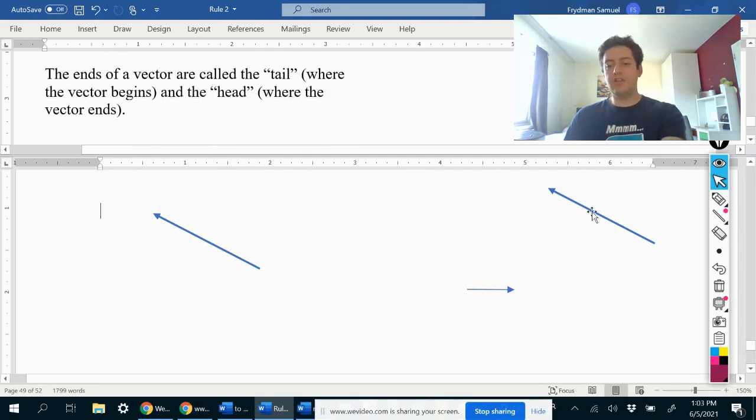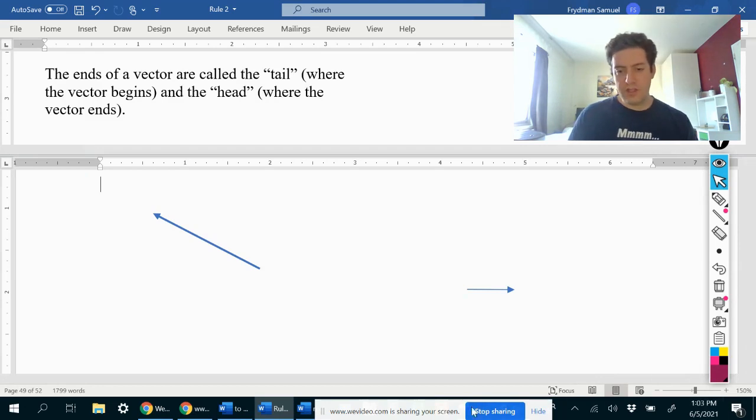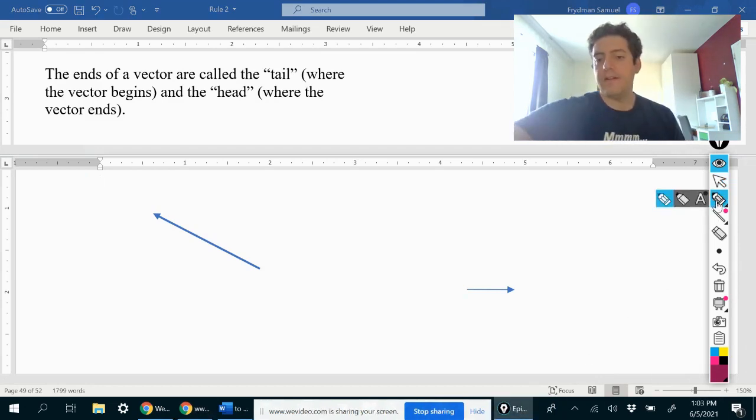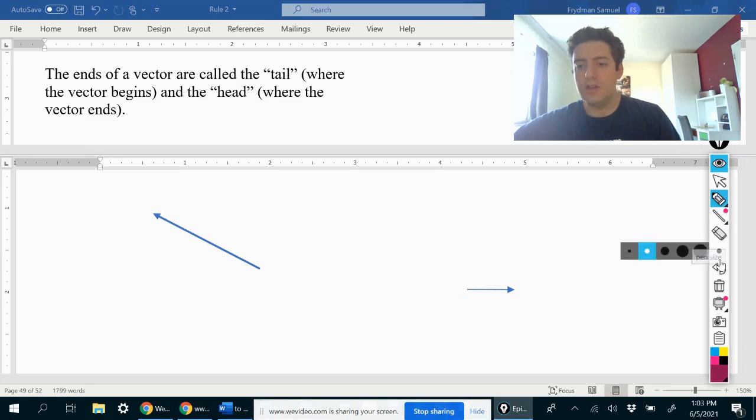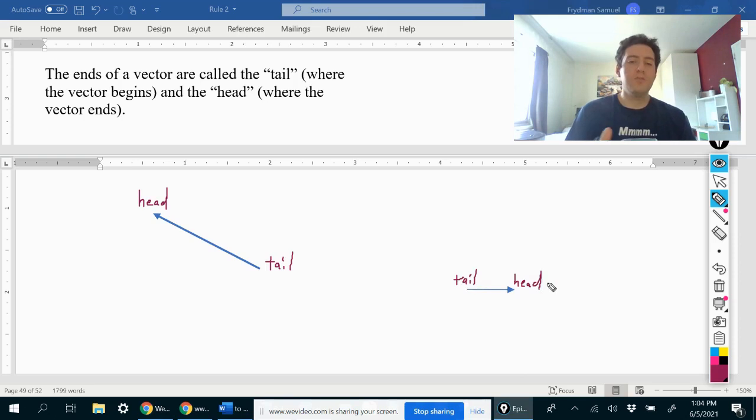the ends of a vector are called the tail, where the vector begins, and the head, where the vector ends. So let's just draw that. So this right over here would be the tail of this vector, and this would be the head of this vector. Okay? And this would be the tail of this vector, and this would be the head of that vector. Okay, so pretty simple. The tail is where it begins, and the head is where it ends.